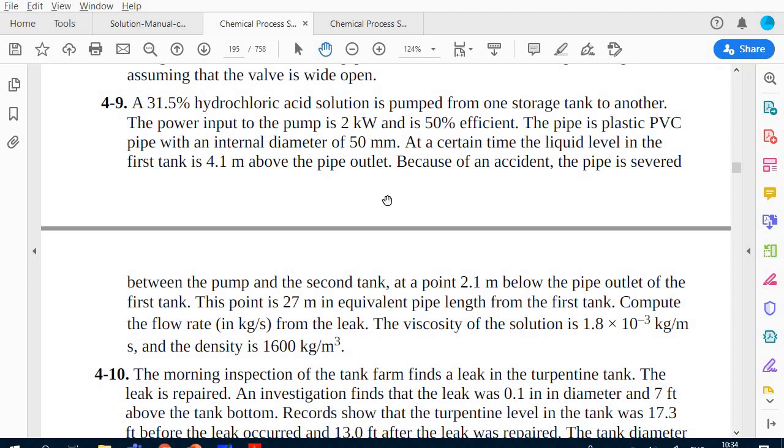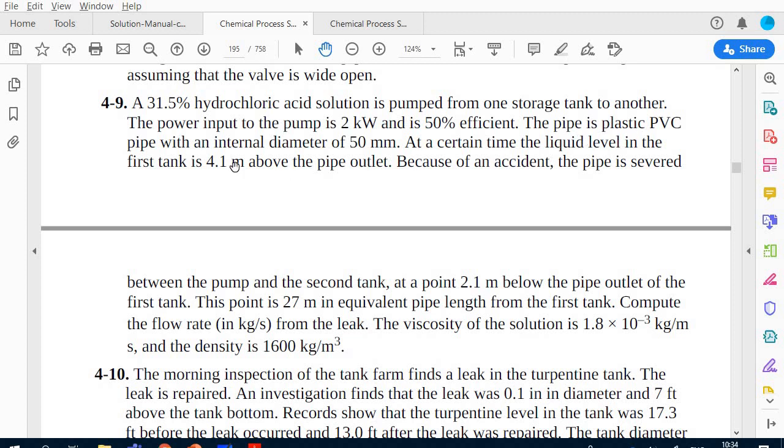So you can go back to my video. Here we are going to continue solving 4.9. So what do we have? We have a 31.5% hydrochloric acid solution. It's pumped from one storage tank to another. So it's like two storage tanks, and we are trying to pump it from one place to another. The power input to the pump is 2 kilowatts. So I have the shaft work equal to 2 kilowatts, and it's 50% efficient. In this case, we are talking about 50% efficiency of 2 kilowatts. That means it gives us only 1 kilowatt, which is 50% multiplied by 2.